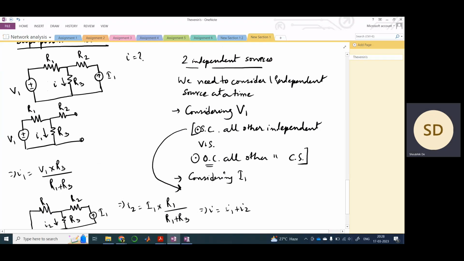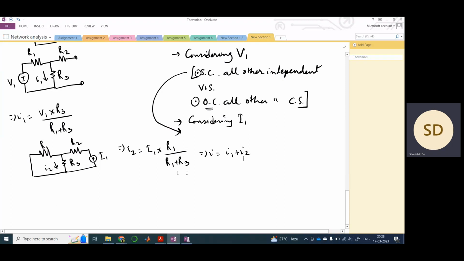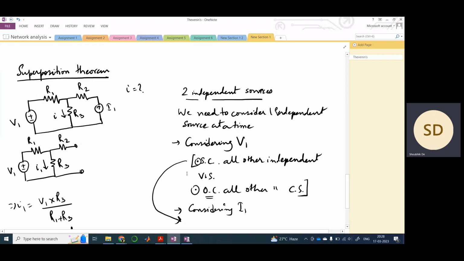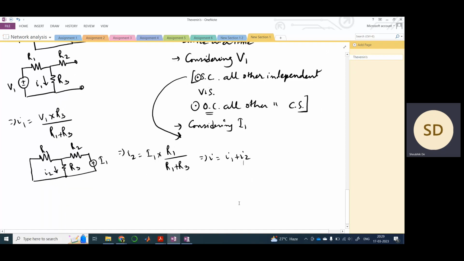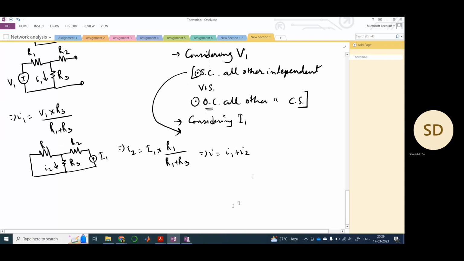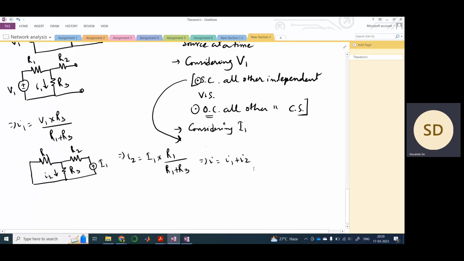So this is how you solve any problem using superposition. Why I1 plus I2? Because both times, whether we were considering the voltage source or the current source, the current flowing through R3 was always pointing in the downward direction, and our initial current was also pointing downward. Therefore, this is I1 plus I2. Simple. This is the simple superposition theorem.